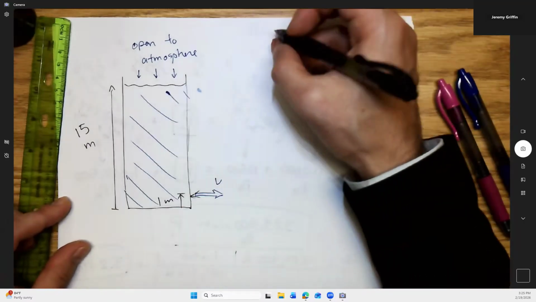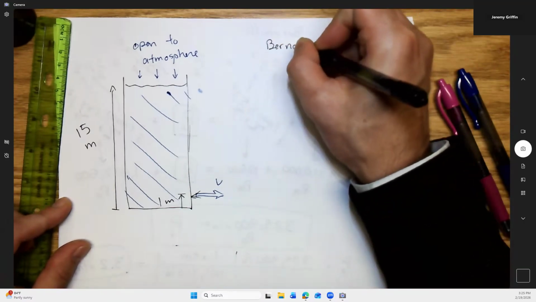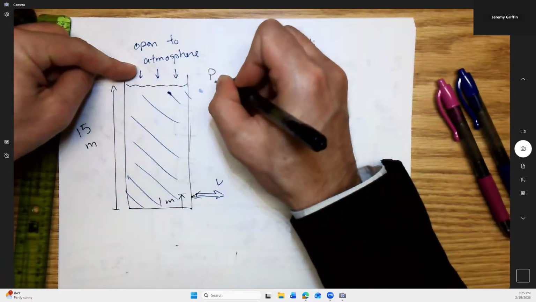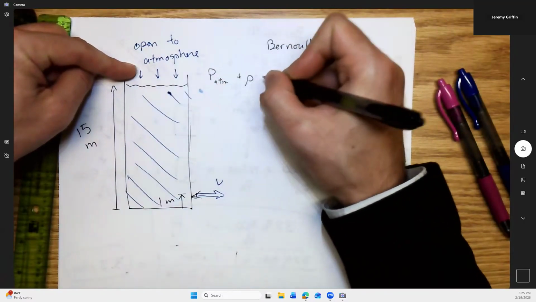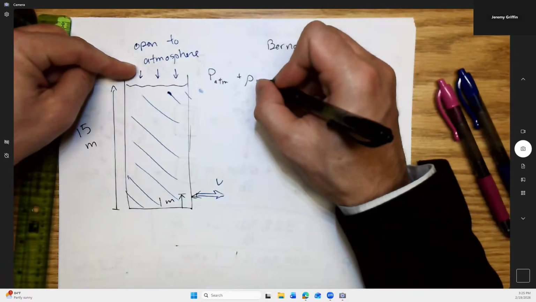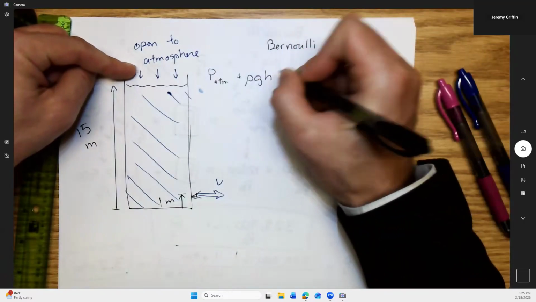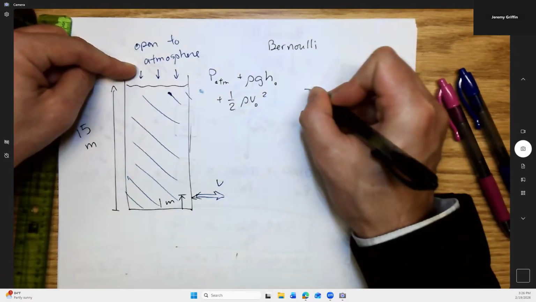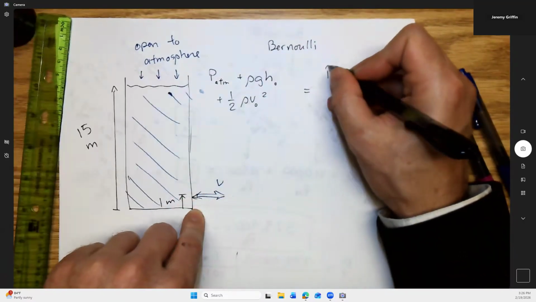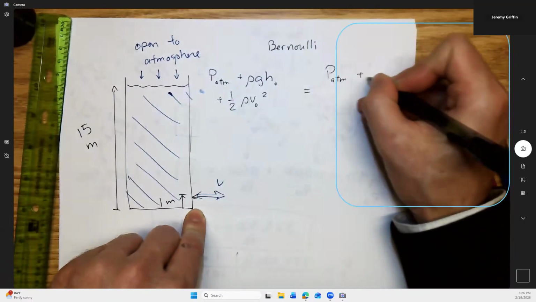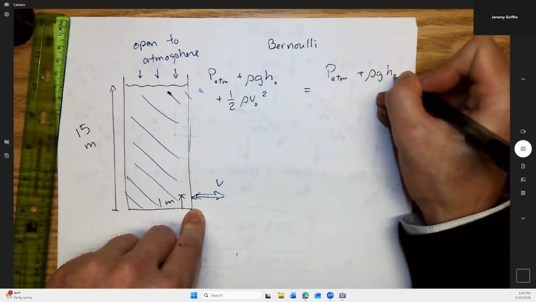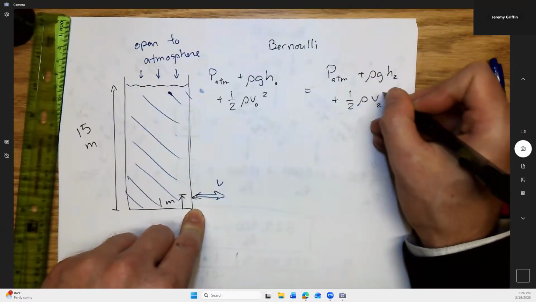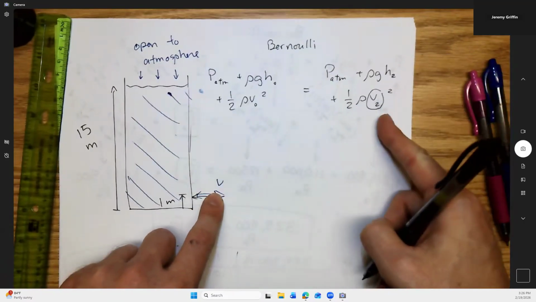So let's do Bernoulli here. The pressure from the atmosphere above, plus density, gravity, height, plus 1/2 rho v initial squared, equals the atmosphere pushing here, plus rho g h2 plus 1/2 rho v2 squared. And v2 is what we're solving for.